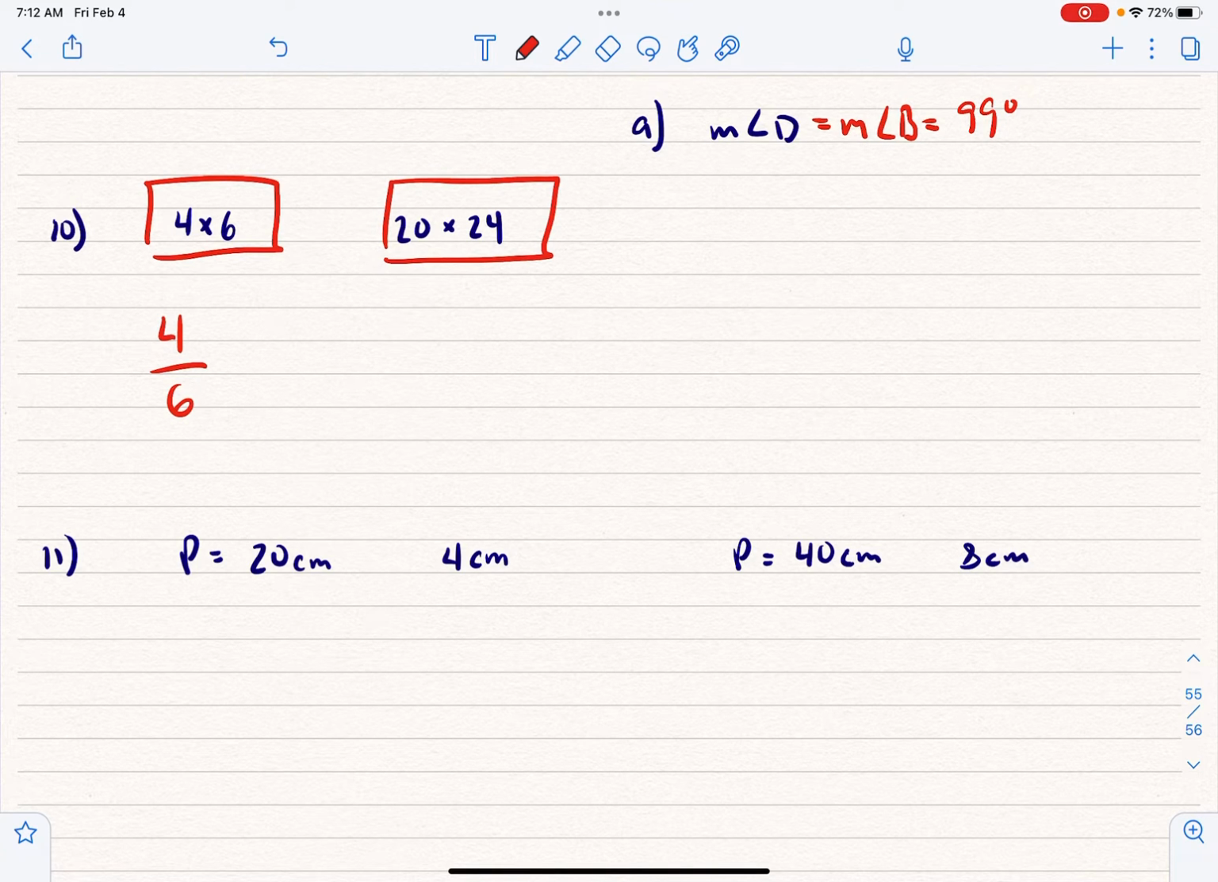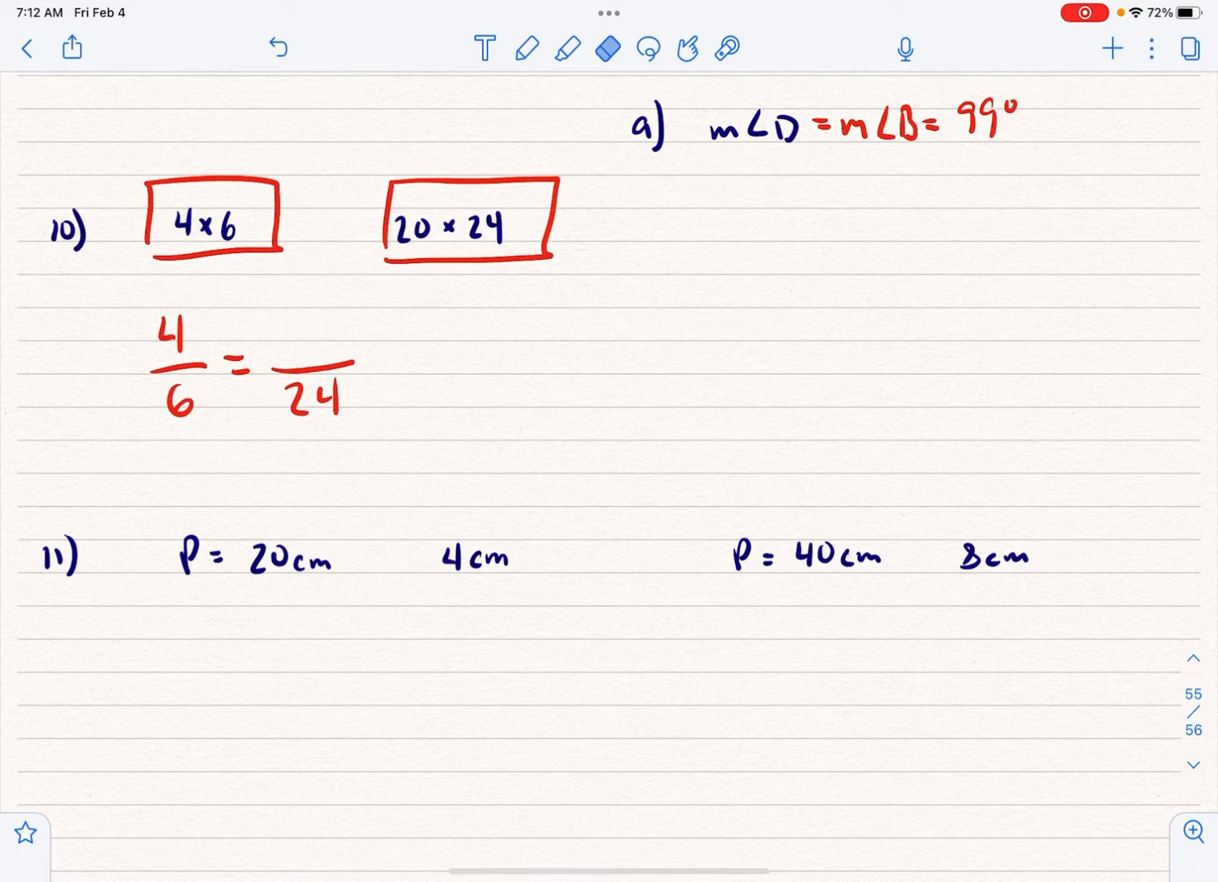The first thing I always do is check and go, okay, will that work? Is 4:6 the same as the ratio 20 to 24? So I cross multiply and say 6 times 20 is 120 and 4 times 24 is 96. So that's not the same. That's not true. So automatically it doesn't work just as it is. I can't just blow it up and it works.